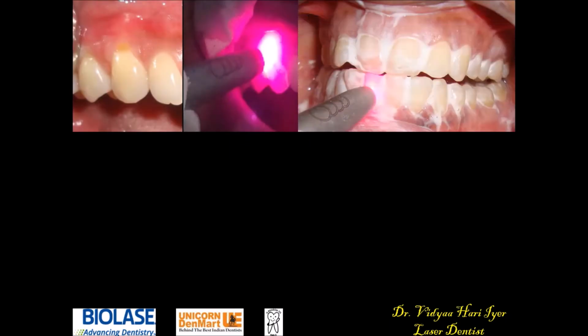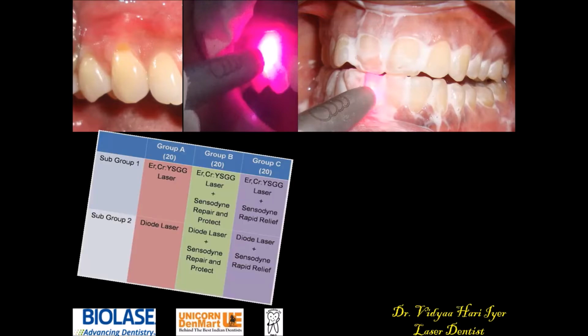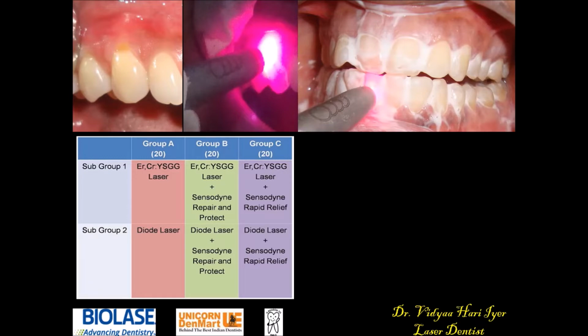Next, I'm going to show you another case of sensitivity. I'm sure many of you experience sensitive teeth, and you might have tried a number of desensitizing pastes. But many times we don't get the kind of relief we want. So this is a study which I have done in my practice and which has been published in the International Journal of Laser Dentistry. Here we have both the diode and the erbium laser, the soft and the hard tissue laser, and I have compared it with a market paste which has claimed to be the best.